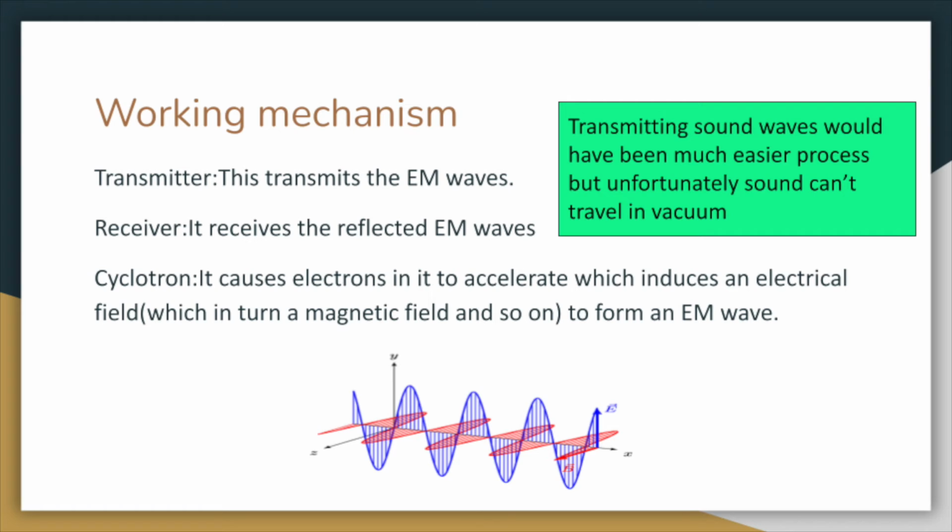So, coming to the working mechanism, this device consists of three parts as mentioned before. The first part is the transmitter. This part is responsible for sending out the EM waves. The second part is the receiver. It receives the reflected electromagnetic waves after striking or reflecting from the obstacle. And the third part is the cyclotron.